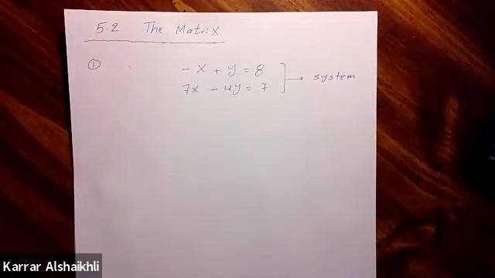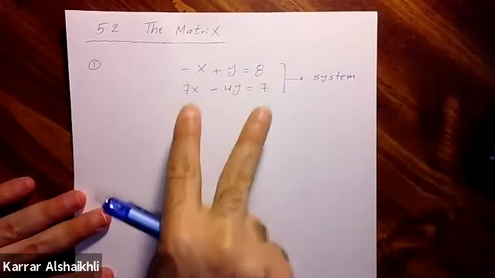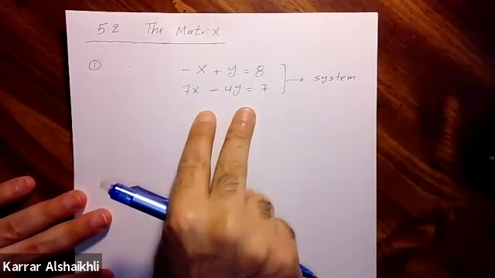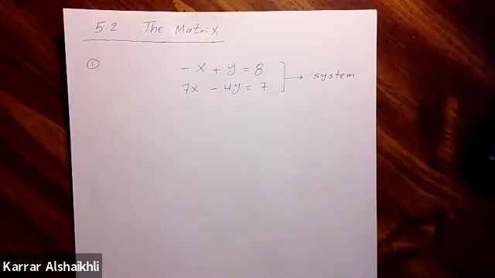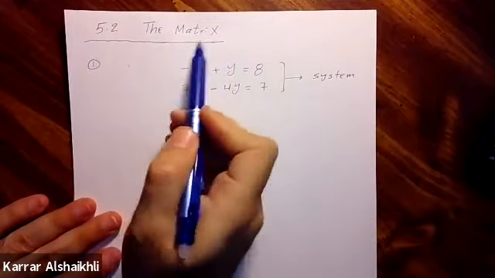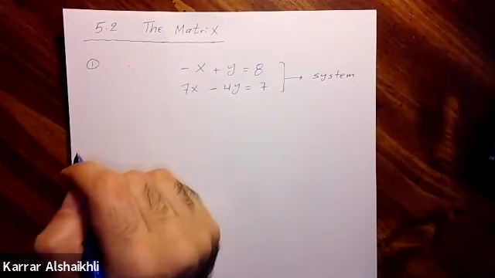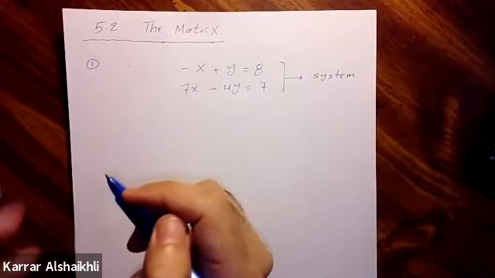Now, we already know the meaning of the system. If you have more than one equation at the same time, like this one, we can't solve this one by itself. We have to solve these together. There are two methods to solve a system. One of these methods is the matrix. But the first thing we have to learn is how to convert the system to a matrix.